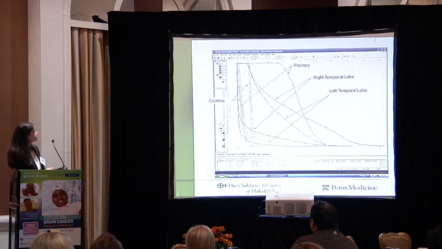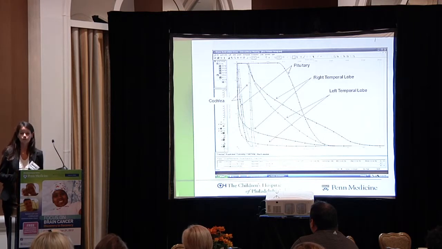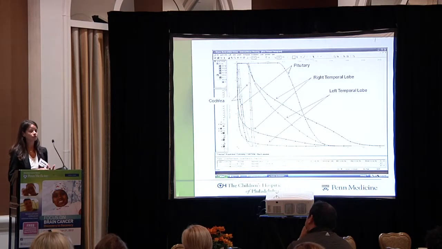And then the cochlea, or the inner ears, are depicted by these turquoise lines, and you can see their radiation dose is almost zero with protons as well. When you're thinking about patients who may already have some neurocognitive problems from their tumor, their surgery, and their radiation, preserving their hearing is extremely important for their school function.